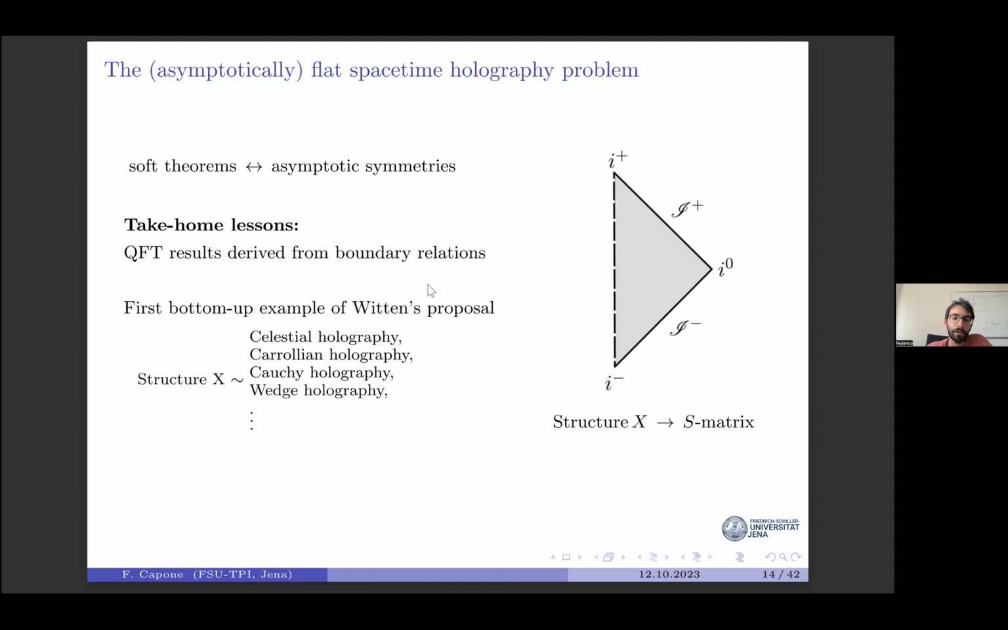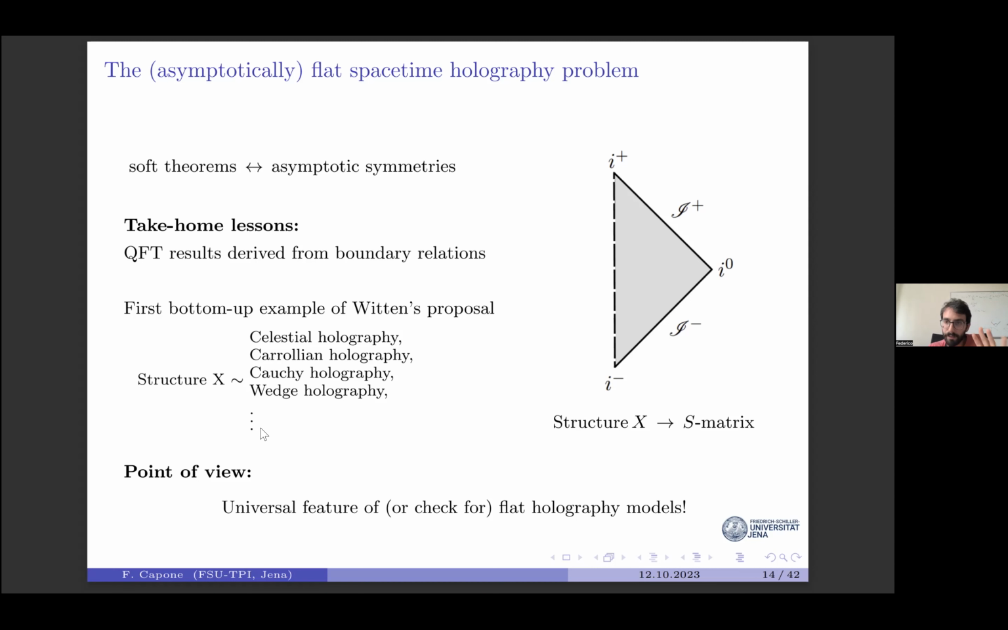Well, if your model is supposed to work, the first thing that you have to check is the soft theorems. The symmetries of your model, which are to be associated with the asymptotic symmetries of the space-time, must encode more or less explicitly the soft theorems.